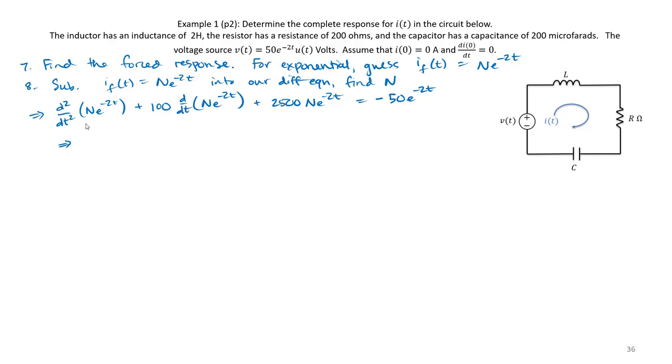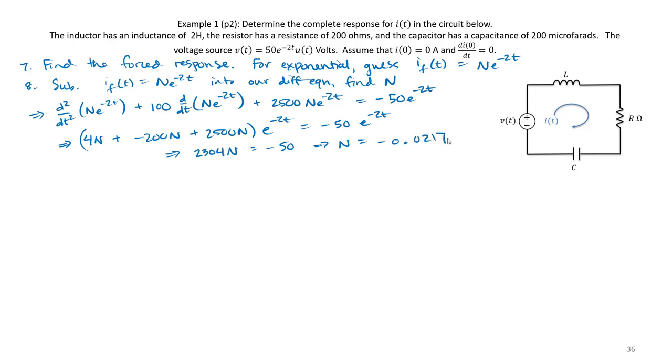So here we go ahead and take our derivatives, and doing that gives us 4n plus negative 200n plus 2500n e to the negative 2t equals negative 50 e to the negative 2t. So if we combine like terms and compare coefficients, we have 2300 n equals negative 50. That means n is approximately negative 0.0217. That gives us our forced response, which will be equal to negative 0.0217 e to the negative 2t. And believe it or not, we are just about finished.